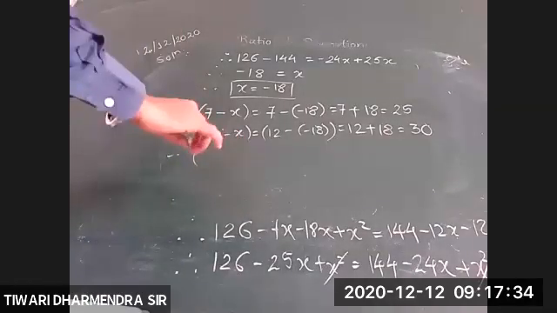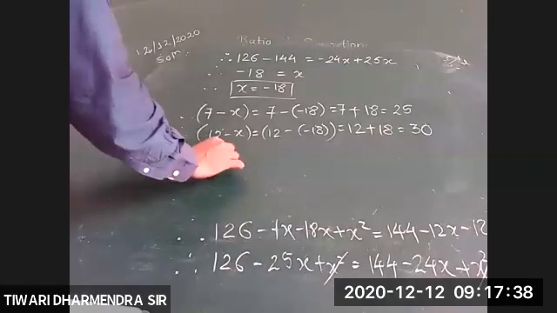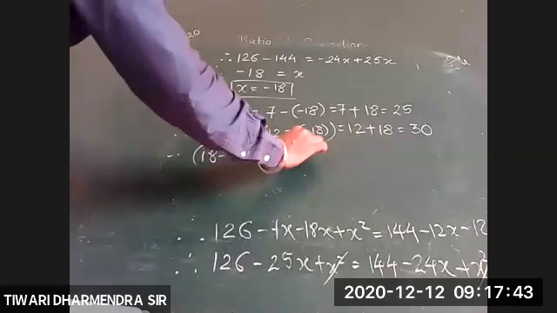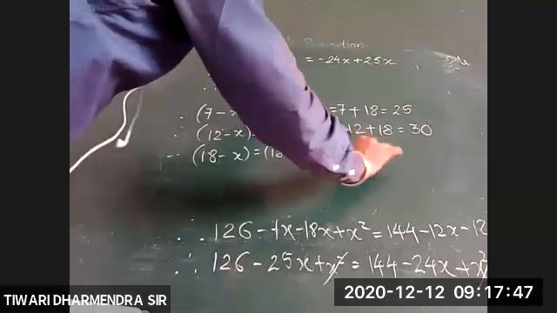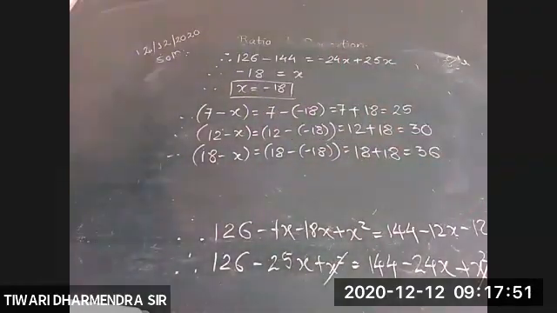Next is 18 minus x. 18 minus of minus 18, which is 18 plus 18. It takes the form of 36. Or you can say 18 twos are 18 plus 18. It's okay.